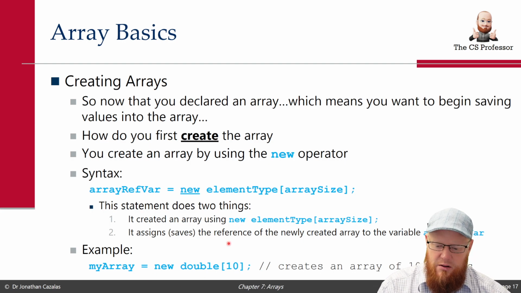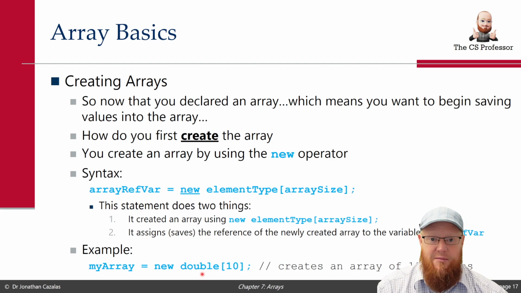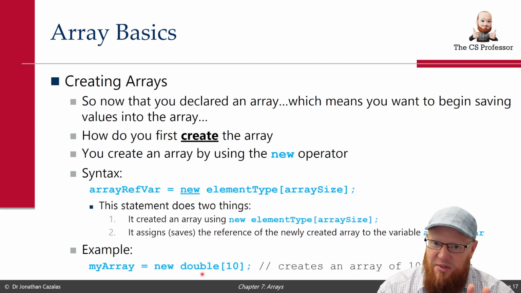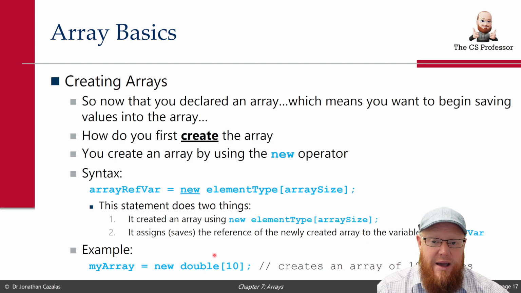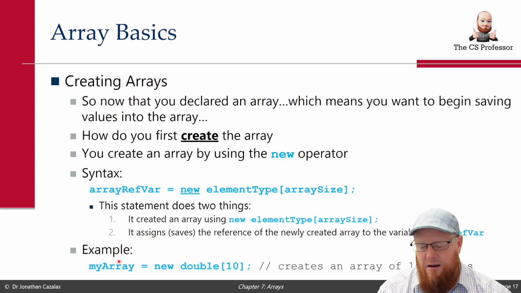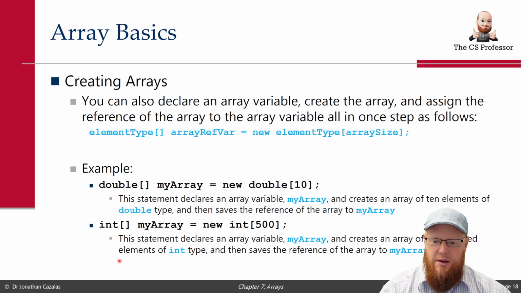In this example here, new double, it would be the same exact concept, except how many bytes is a double? Remember, an integer is 4 bytes. A double is double that, which would be 8 bytes. So this is going to say, yo, Java, make me 80 bytes. Give me 80 contiguous bytes back to back to back in memory, and save the beginning of those bytes of memory into the variable myArray.